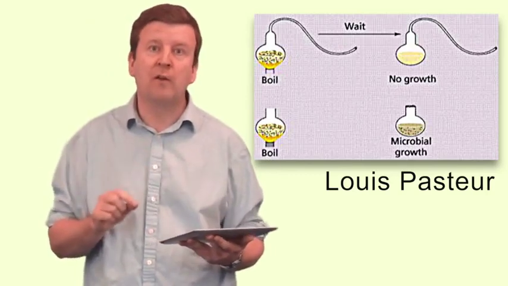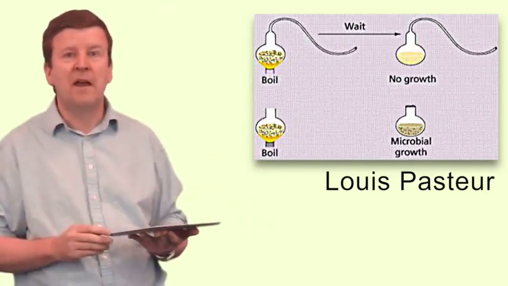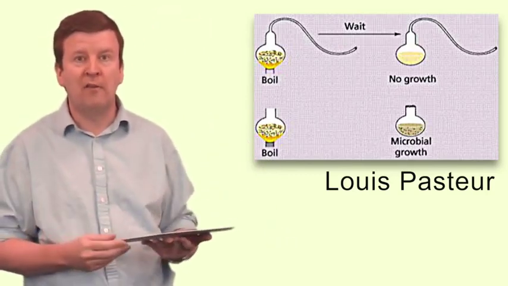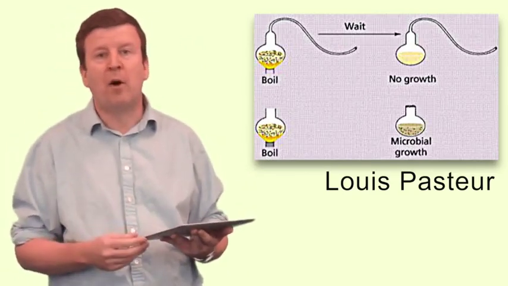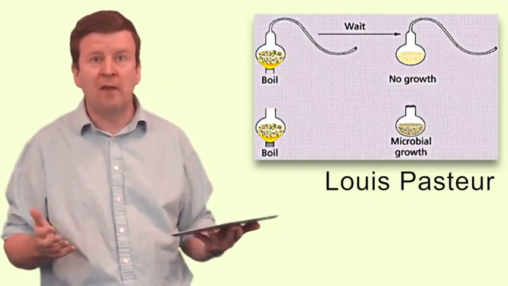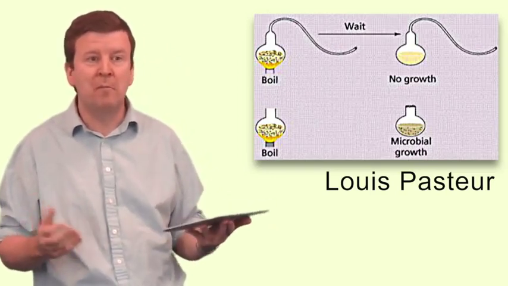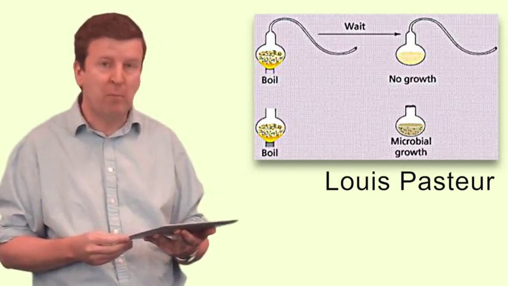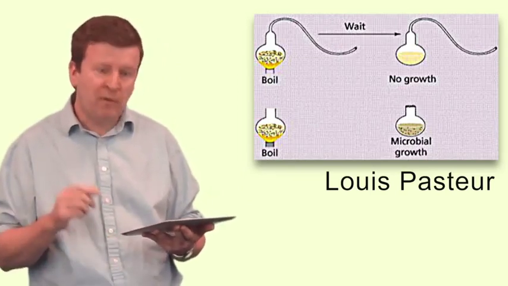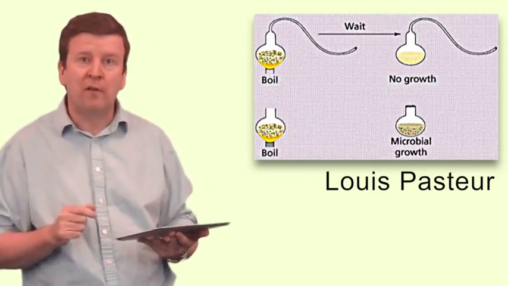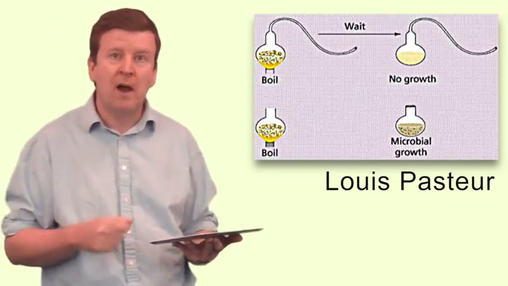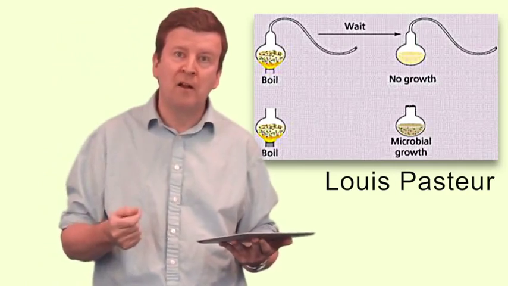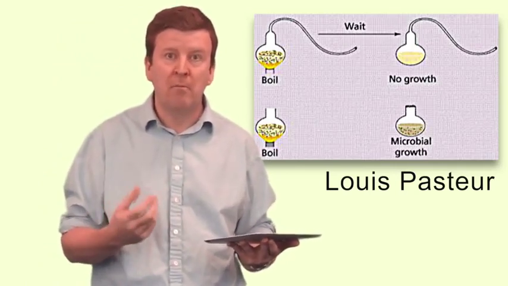And this swan neck that you can see on the flask prevented any type of microbes or other life from getting into the flask. And once he had boiled the broth and he left these flasks for many days, nothing happened to it. It remained completely as it had been after he boiled it. But in one of the flasks, he broke off the swan neck, and so opening up the flask to the outside world. And unsurprisingly, after a few days, this broth became turbid.